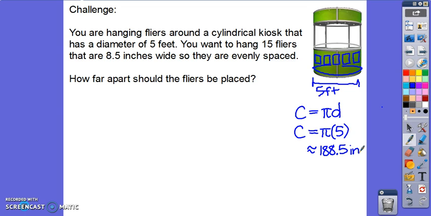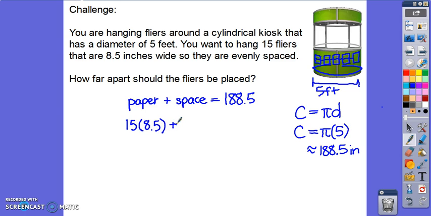So basically you have paper, space, paper, space, paper, space, paper, space, and all of that has to add up. So I'm going to write that paper plus space, and I want it to come as close to 188.5 as I can. All right, paper. I actually know how much paper. I have 15 flyers at 8.5 inches each, plus space.